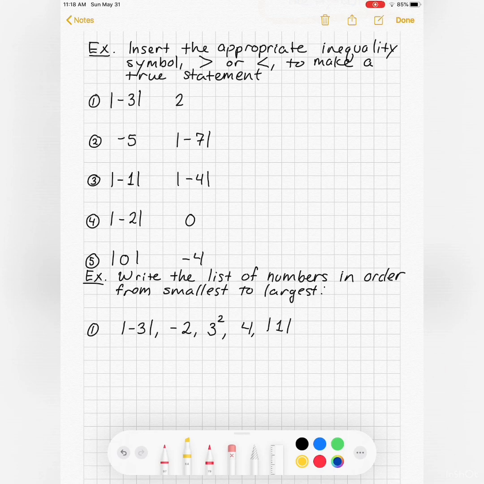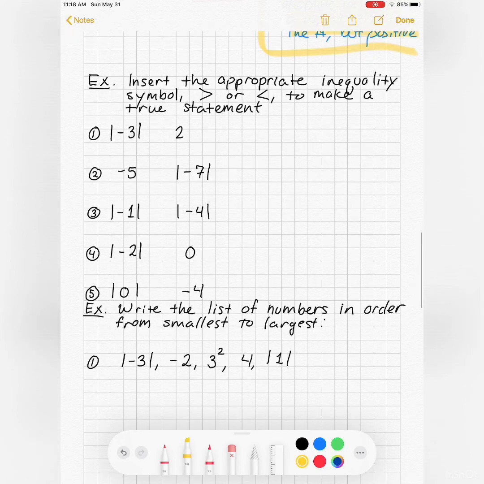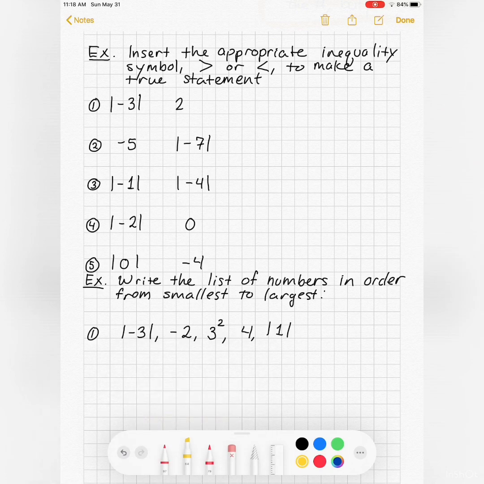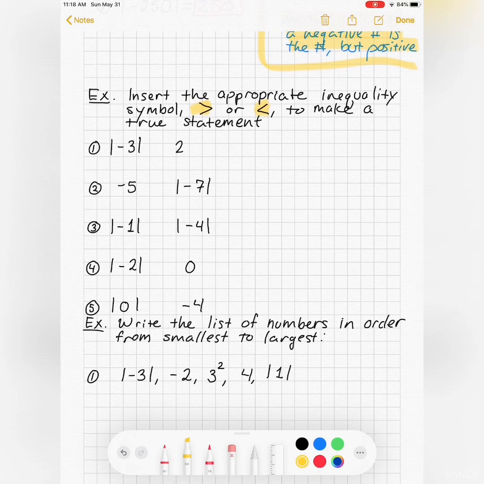Okay, so here's another one of these problems where we have to insert the appropriate inequality symbol. So remember what those were. Those were either this one was the greater than symbol. This one was the less than symbol. So should I write that in? Let's see. So I think you should include these things here in your notes. So this one, remember, meant greater than. And this one over here meant less than.